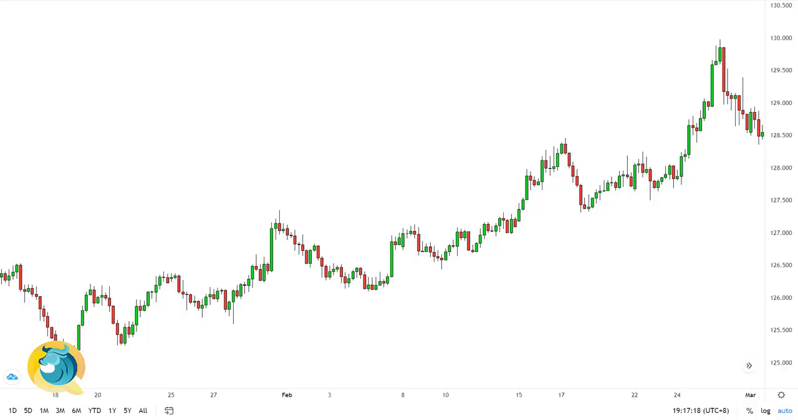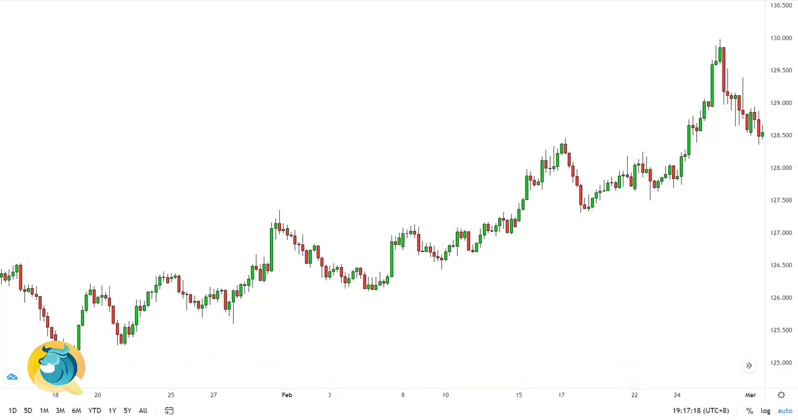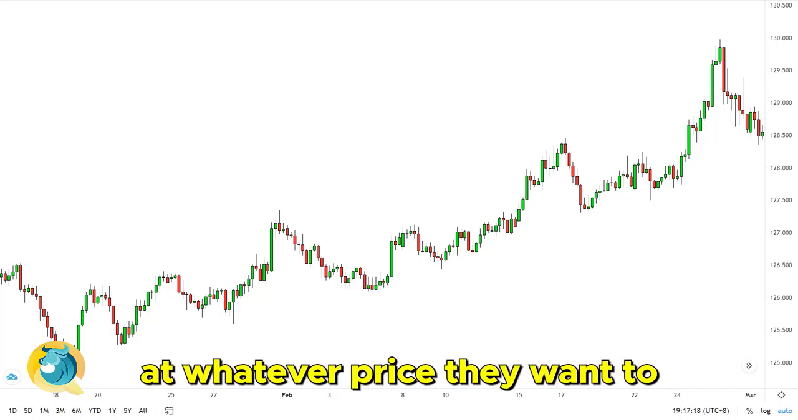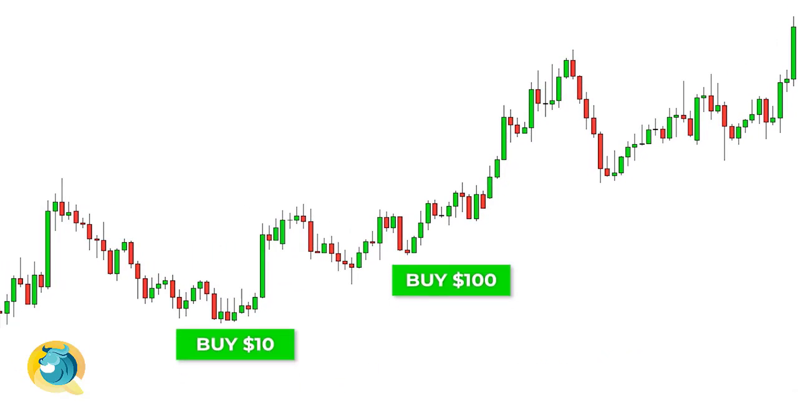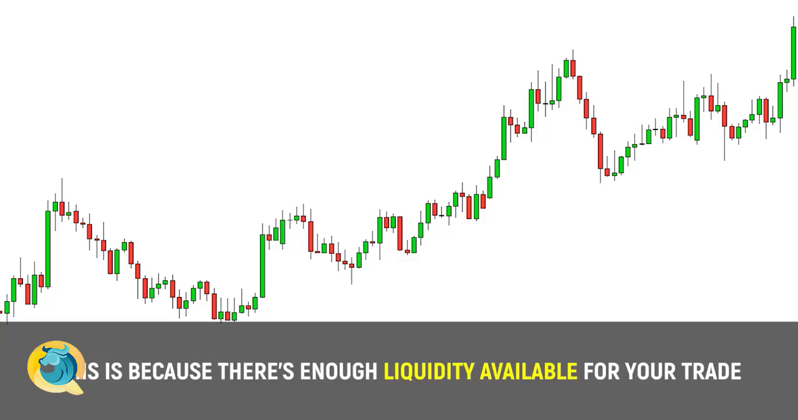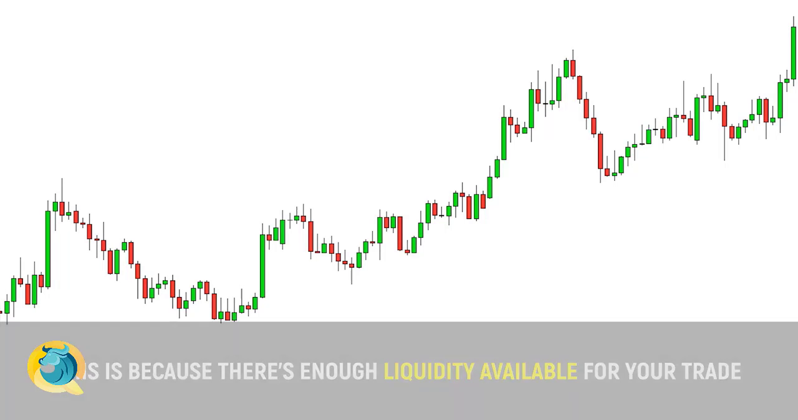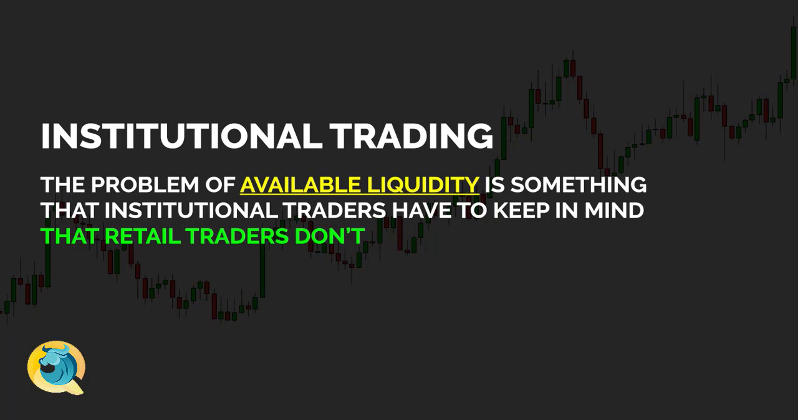So retail traders have an advantage when entering their trades that institutional traders don't, and it's the fact that they can enter their full trade position at whatever price they want to. Whether you want to enter a trade position to the size of $10, $100 or $1,000, you can almost always get that full position into the market at the price you desire. This is because there's enough liquidity available for your trade. But this is where institutional traders run into issues and why they must trade differently to retail traders. Because the problem of available liquidity is something that institutional traders have to keep in mind that retail traders don't.